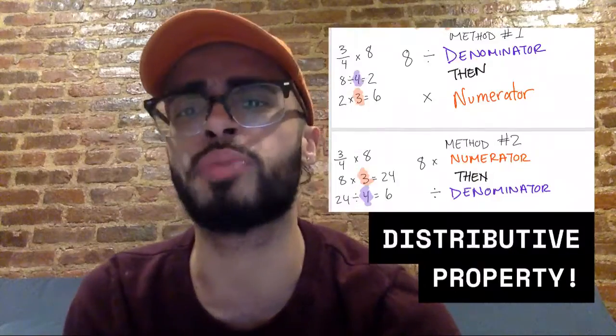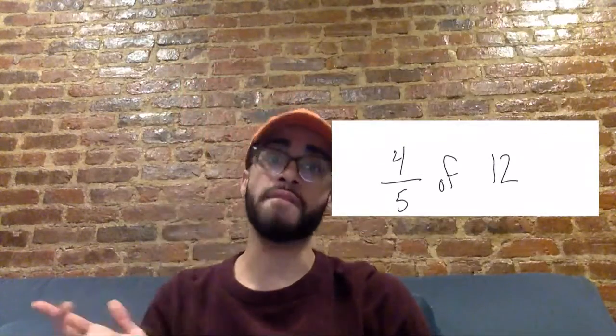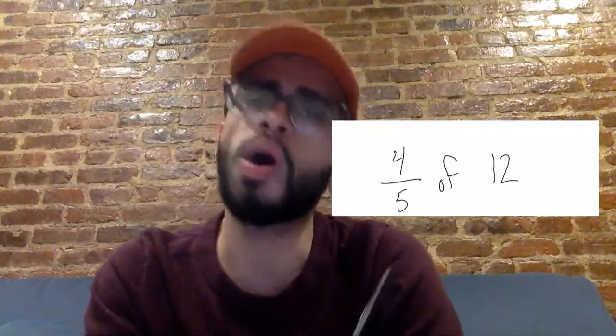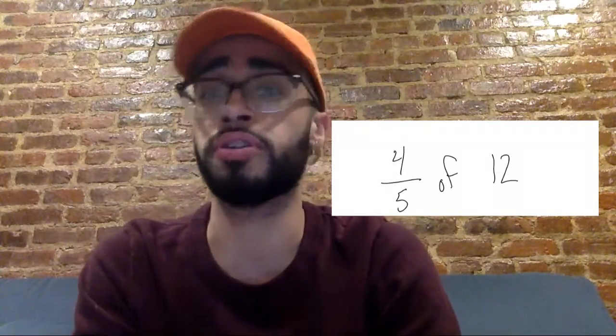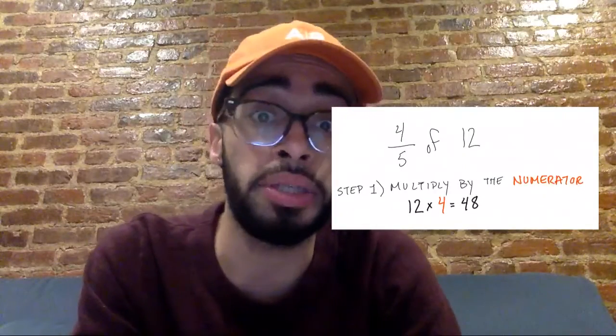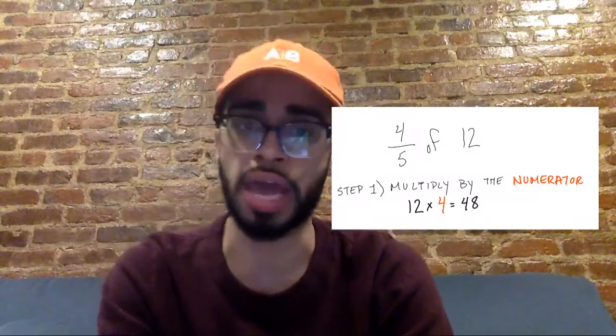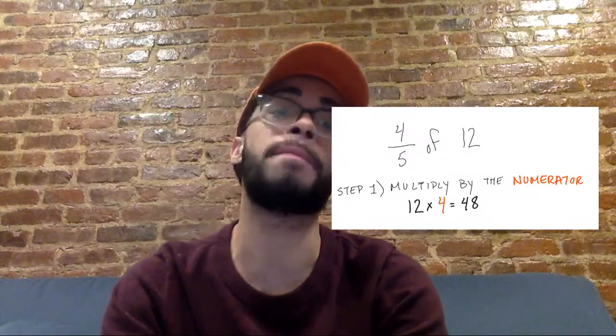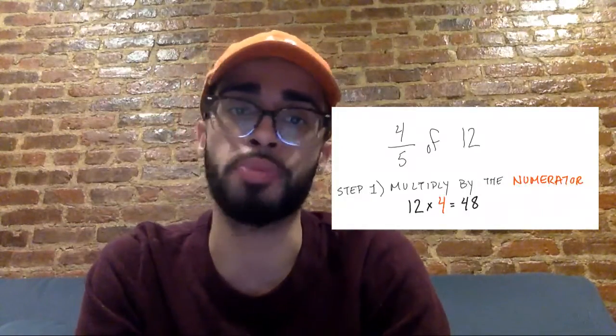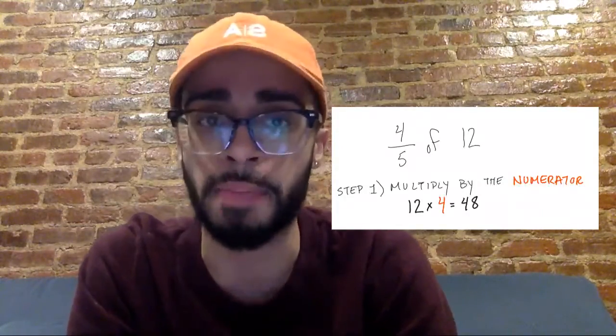So let's do a practice problem. Let's say we have 4/5 of 12. So first I'm going to multiply 12 by our numerator, and our numerator is 4. So 12 times 4, well, that's easy peasy, lemon squeezy. That's 48. So then my second step, I need to divide by the denominator. So now I'm going to do 48 divided by 5.